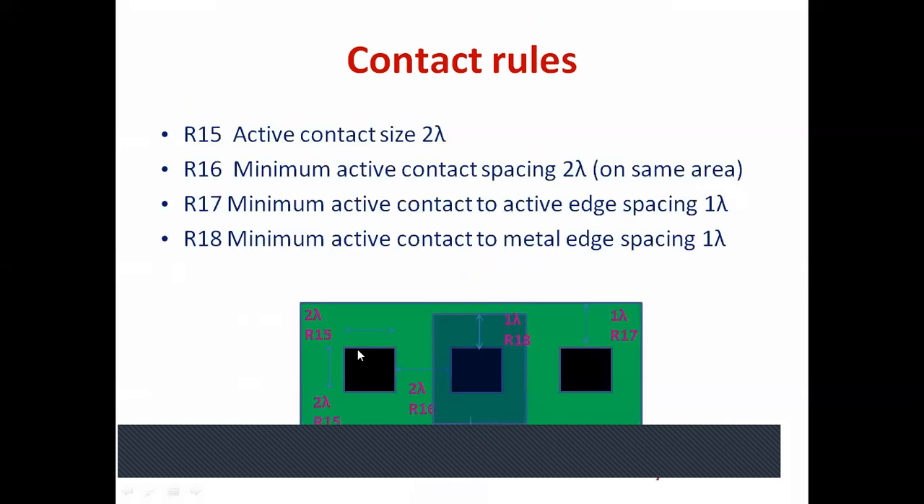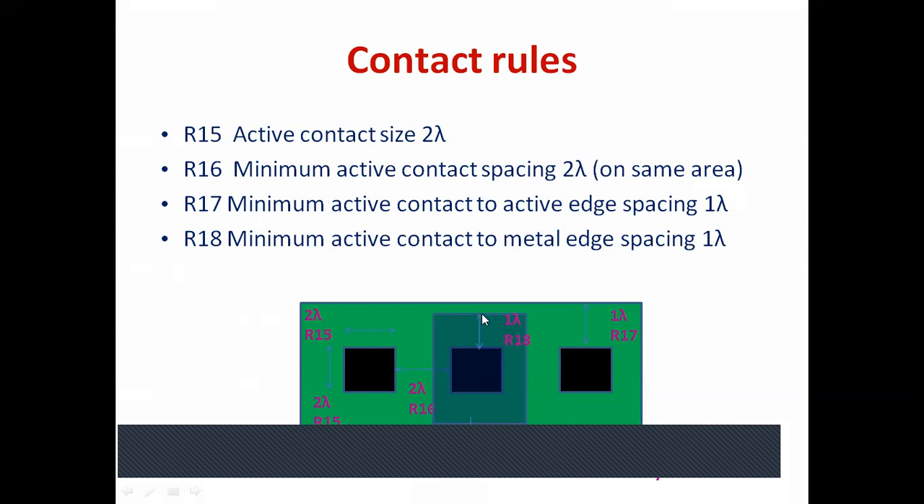So R15, again contact size. You can check, the contact size has to be 2 lambda by 2 lambda. Okay, R15 rule, 2 lambda by 2 lambda. Then minimum spacing on active area, active contact spacing on the same. So this is one active contact, this is another. Again, this has to be 2 lambda. That is R16. Minimum has to be 2 lambda.